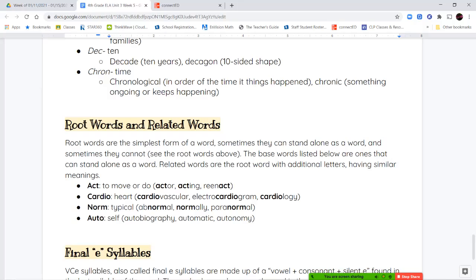So an actor is someone who's moving or doing things in a particular way to line up with a story. Same with acting, or reenact means to move. Reenact means to move in a way to show something that had already happened. So you're kind of repeating those actions.